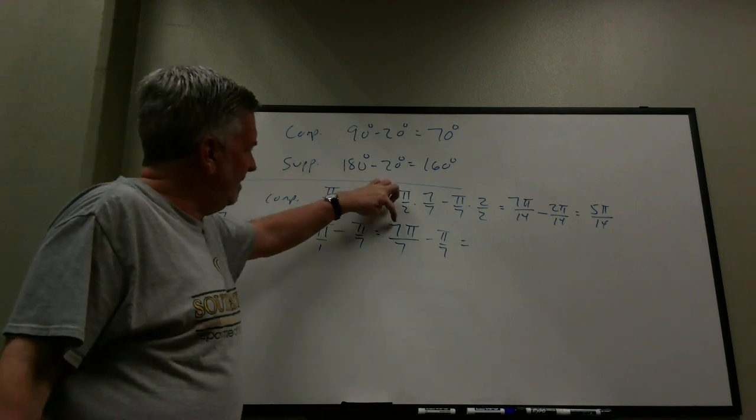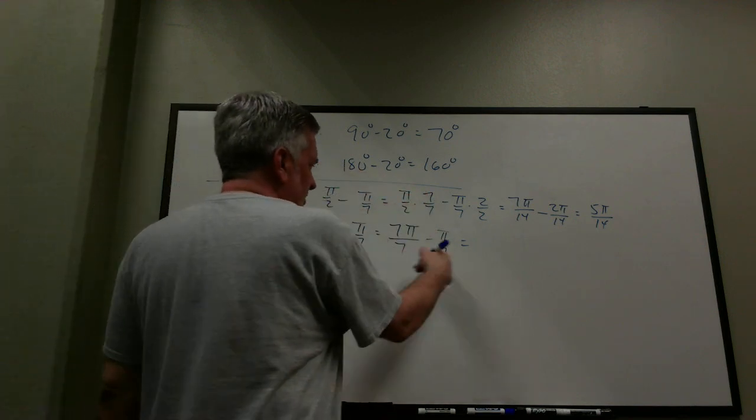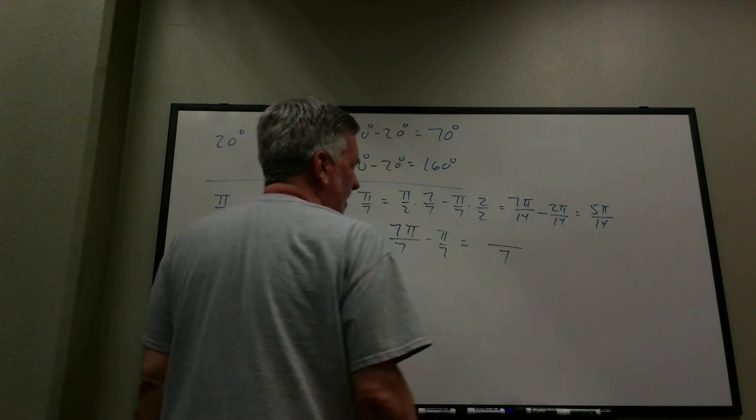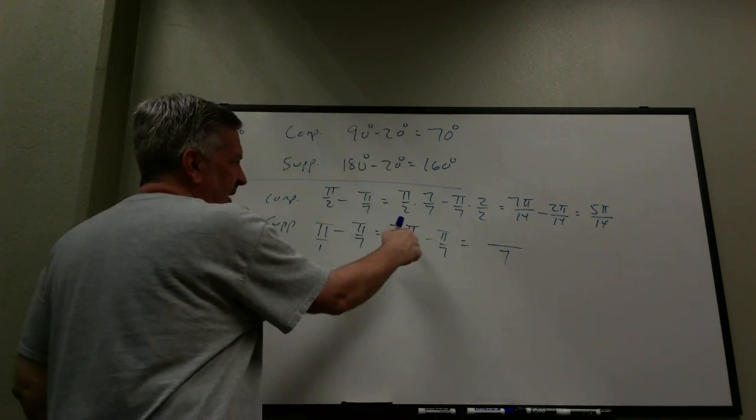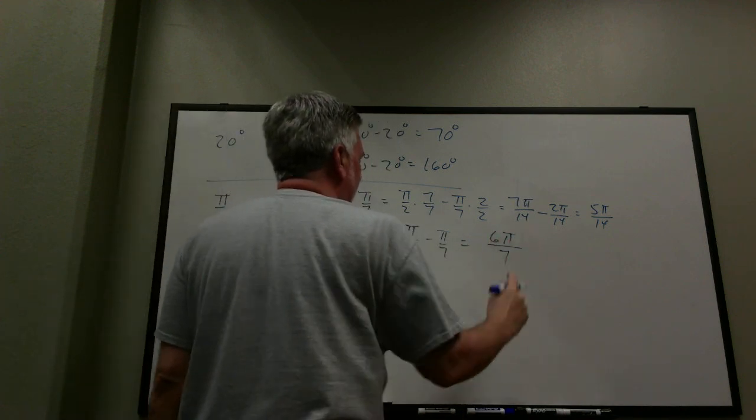Right, so 7 pi, we have a 7 in the denominator. To subtract fractions, when you have a common denominator, leave the denominator alone. 7 pi minus pi is 6 pi, so the supplement is 6 pi over 7.